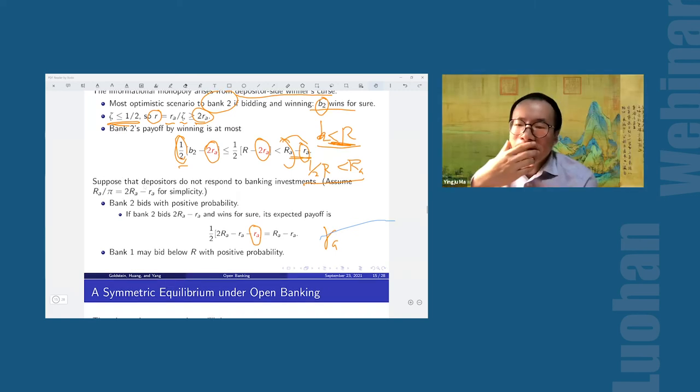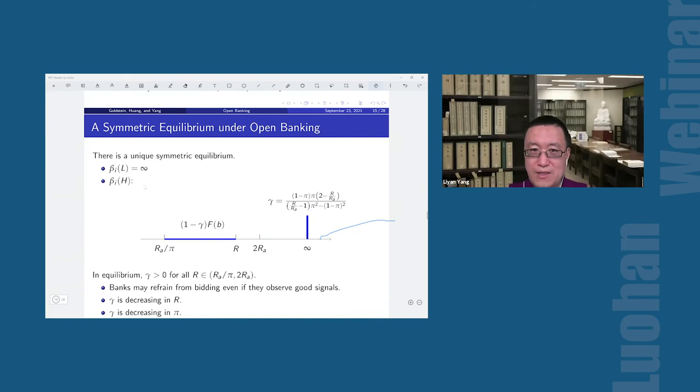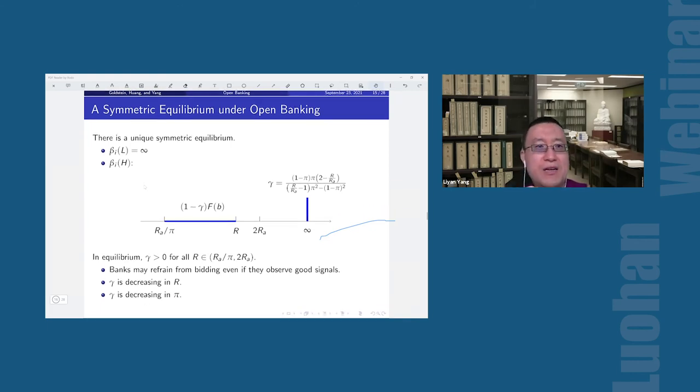Thank you. So now it's about the open banking part. Open banking is more complicated, the result. But we focus on the symmetric equilibrium, and at the very end, I will briefly talk about the asymmetric equilibrium. I think I have half an hour. For the symmetric equilibrium, I first describe what's happening in equilibrium, then sketch the proof very quickly, and then move on to talk about efficiency.